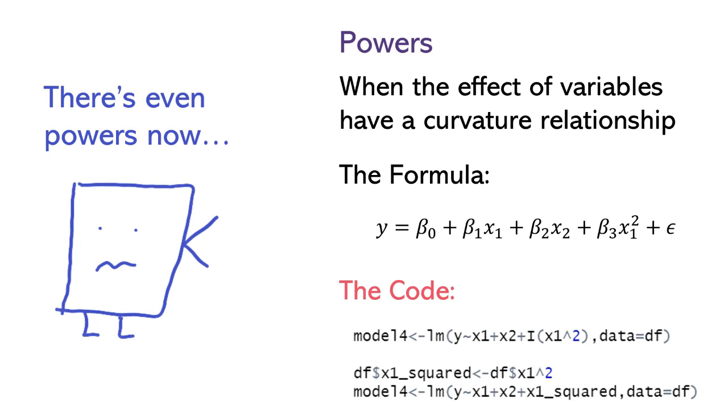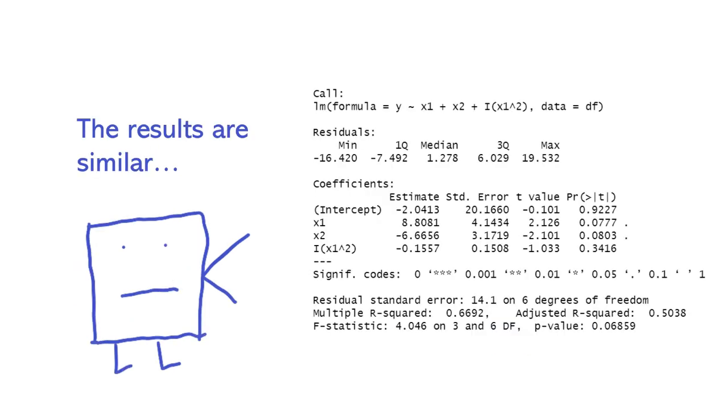The first one is to simply square the explanatory variable when building the model, or the second one is to create a new column which has the squared values of the explanatory variable, then build the model using the newly created column. Again, the output will be very similar.